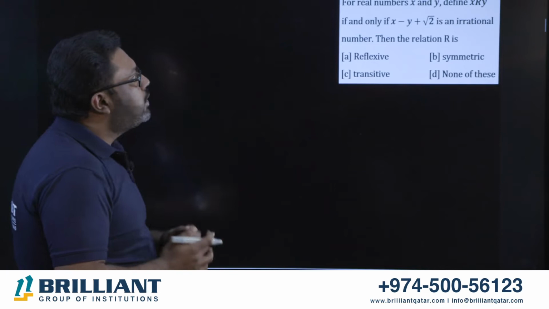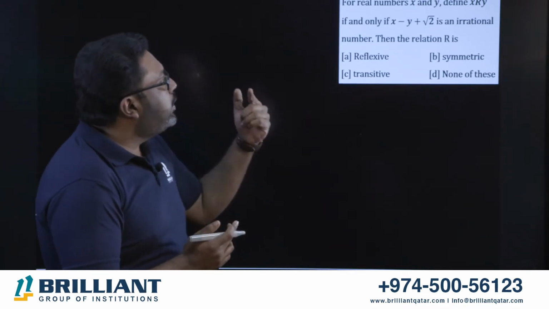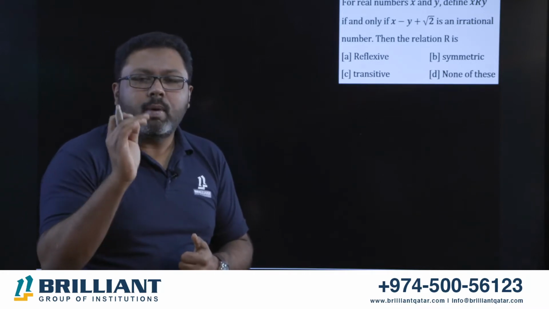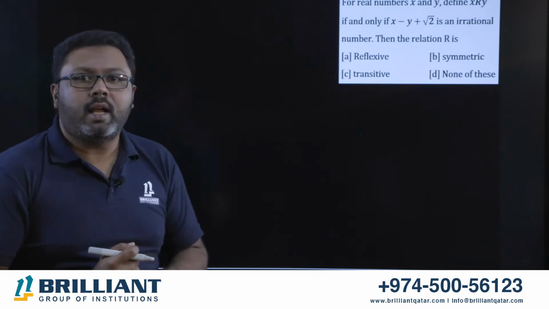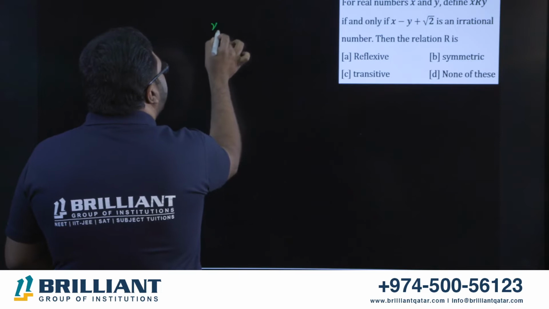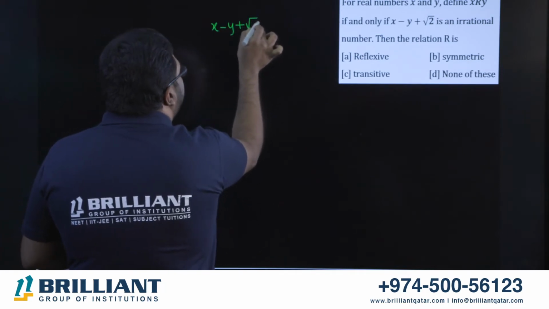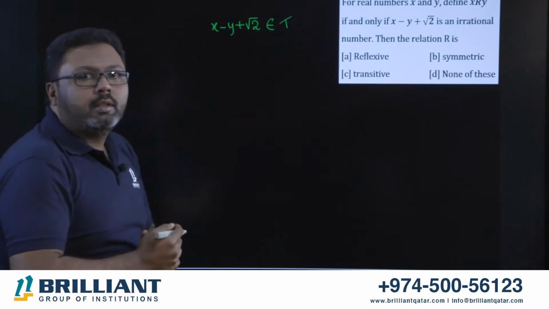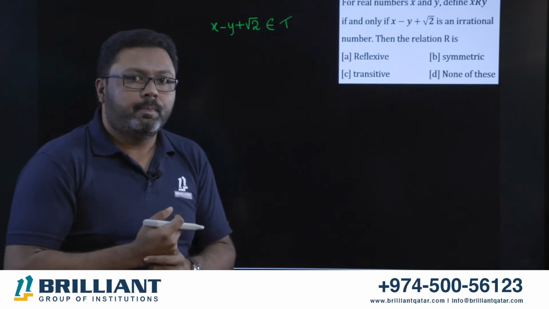Read the next question, please. For real numbers x and y, define the relation between x and y if and only if x minus y plus root 2 is an irrational number. So if I'm taking two elements x and y, then x minus y plus root 2 is an irrational number, say it belongs to T.